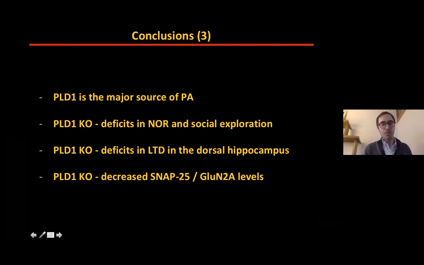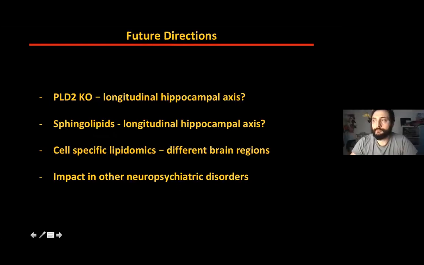So in summary, we saw that PLD1, at least compared with PLD2, is the major source of phosphatidic acid in the hippocampus, and that PLD1 knockout animals show behavioral deficits in recognition memory and social exploration, deficits in long-term depression in the dorsal hippocampus, and decreased levels of SNAP25 and GLUN2A in the dorsal hippocampus.